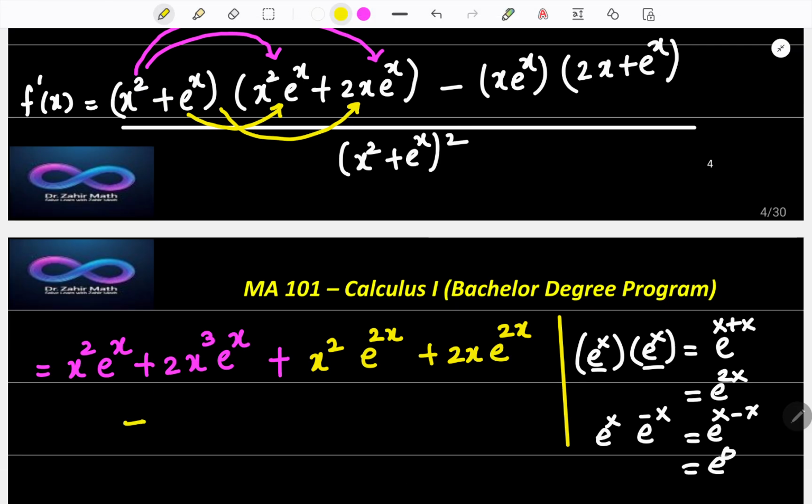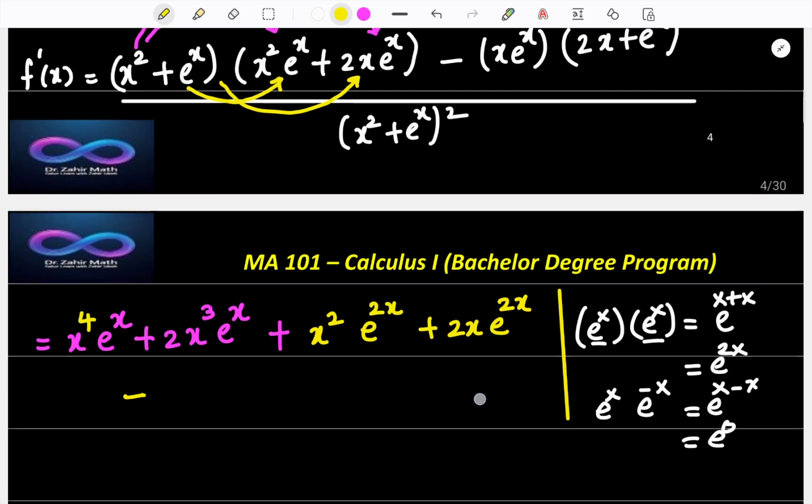Now this 4 part is finished. X square e power x, and then, sorry, x power 4 e power x. Again, I made a mistake. X square is what? X power 4. Why am I making so many mistakes? Sorry. Maybe the time is 12 o'clock. So x square is x power 4 e power x. And then x square into 2x is 2x cube e power x. Okay, correct. Then x square e power 2x, correct. And then 2x e power 2x, correct.